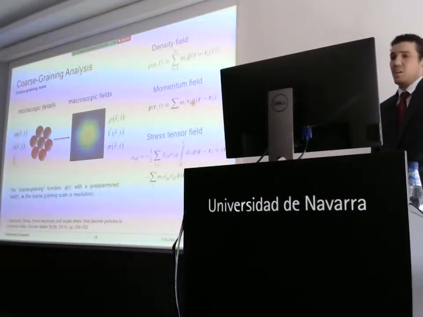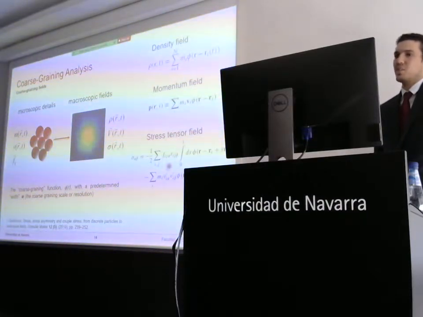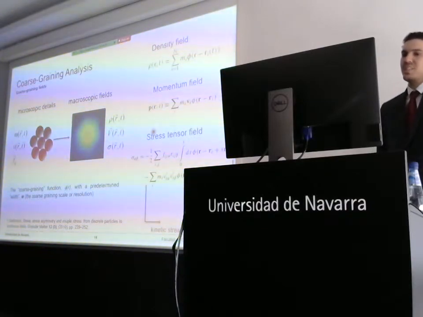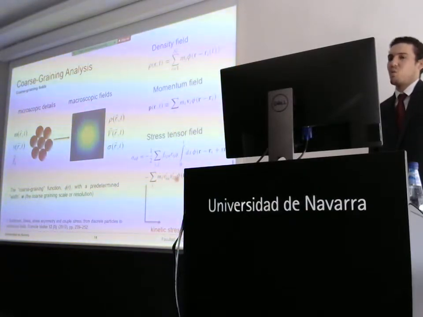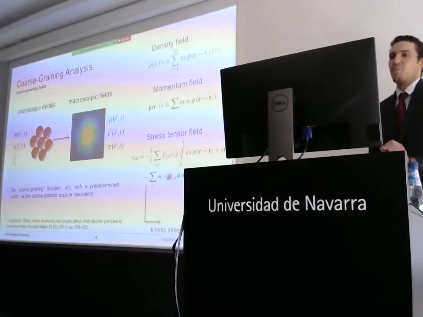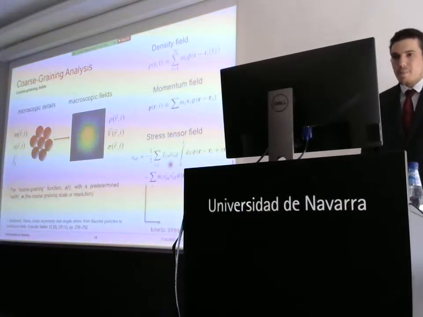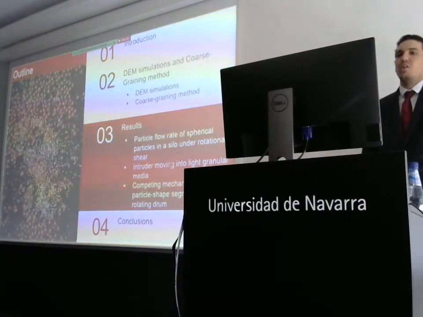The stress field has two different contributions. The first one is related to the forces between the particles, and is called contact stress, and the second one is the kinetic stress, and is related to the velocity fluctuations of the particles in the granular medium with respect to the mean velocity field. So now we'll move on to show you the results.